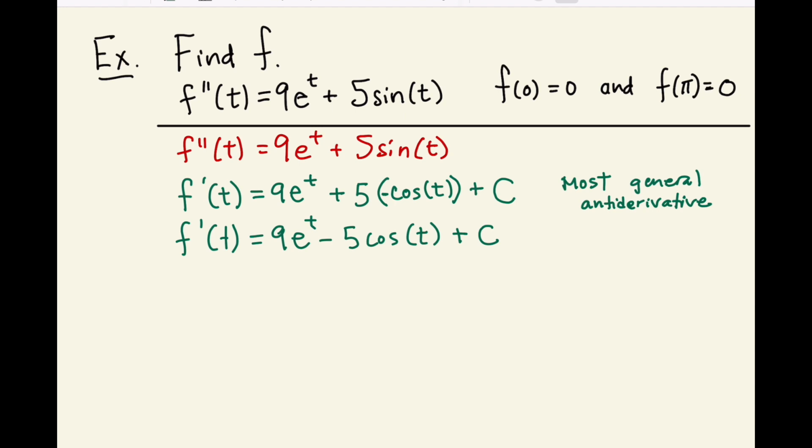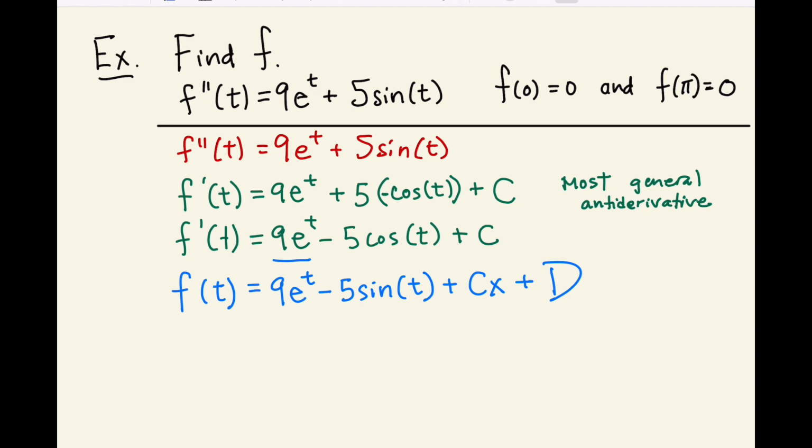And I'm going to go through the process again, and try to find the most general antiderivative of this function. And that would be f. Again, this is the easy term. And what do I differentiate to get cosine t? Well, just sine t. And what do I differentiate to get a constant c? Well, c times x. And then I'm going to have another constant d.